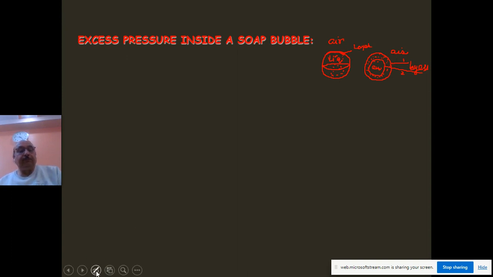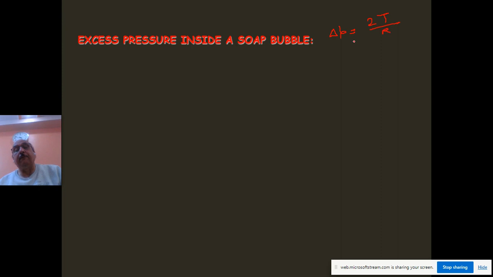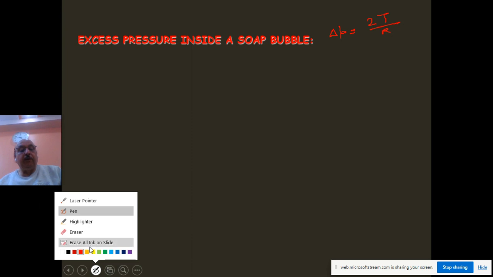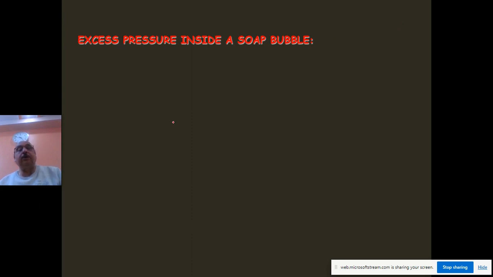Now we already found the relation between surface tension and excess pressure for a liquid drop. That was, excess pressure on a liquid drop was delta P is equal to 2T by R. Now today we will find out the excess pressure inside a soap bubble.